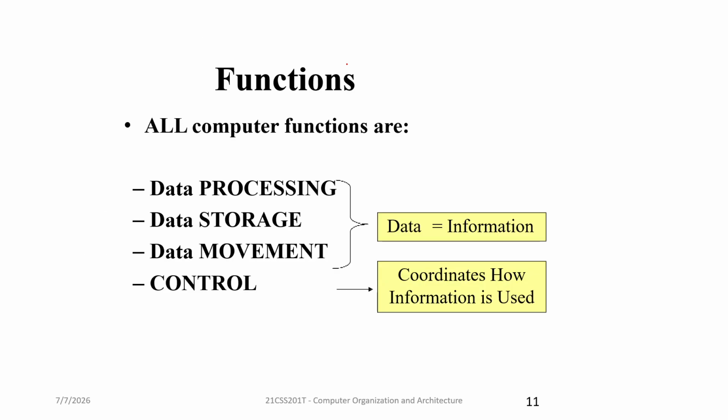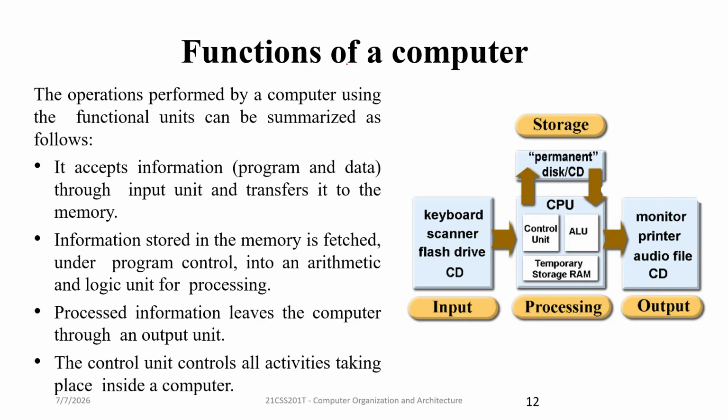These are the functions. All computer functions are data processing, data storage, and data movement. Data means information. Once we get the data from the user, it will be processed, and whenever it is needed in future, we have to store it in memory. Data movement means movement of data from memory to processor as well as processor to memory. Then control: it coordinates how the information is used. These are the functions of the computer.